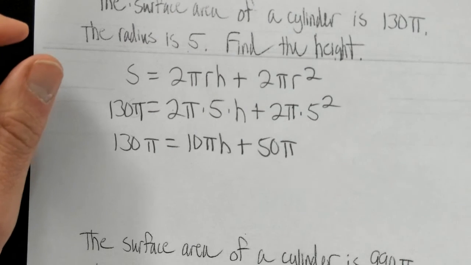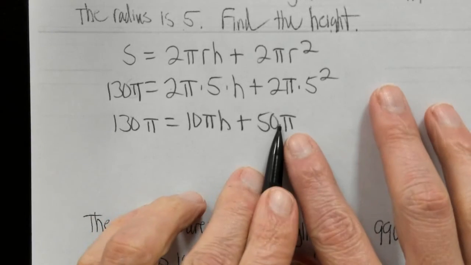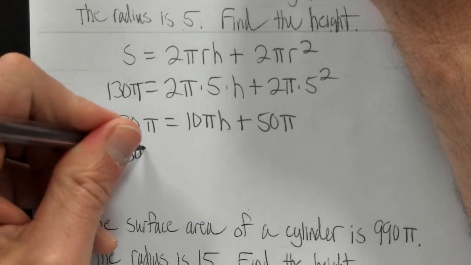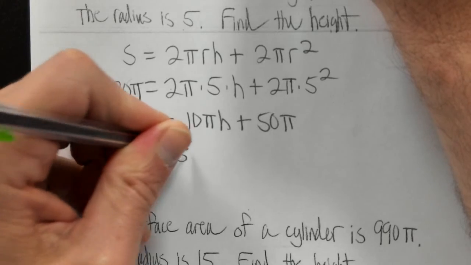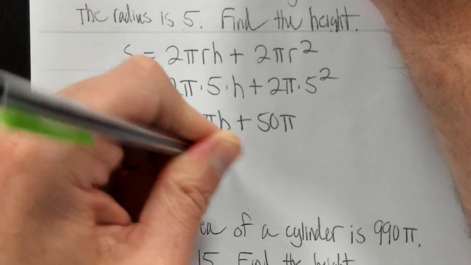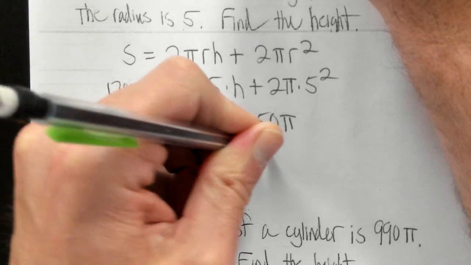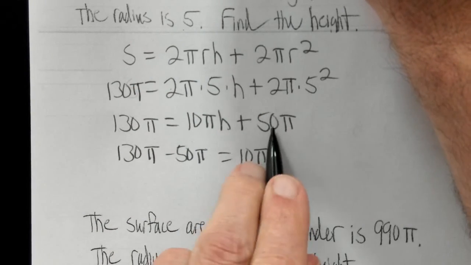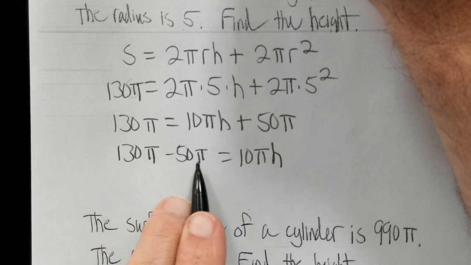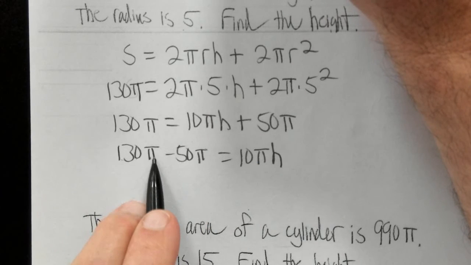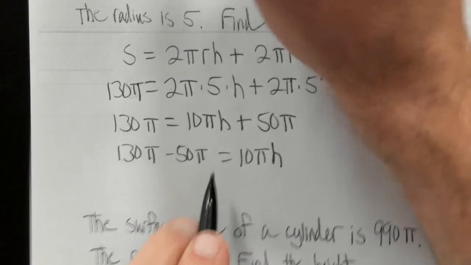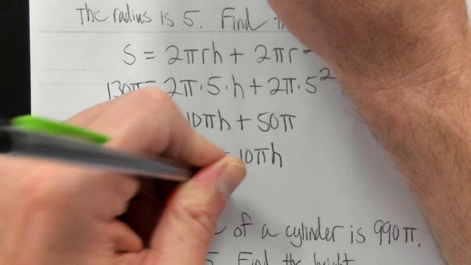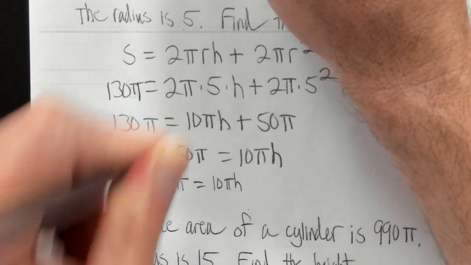Alright, so in this case, what I can do is I can just put the regular pi's together and subtract those. So that would be 130 pi minus 50 pi. Remember, if it's plus on this side, it's minus on the other side. And that's equal to 10 pi h, because remember, I'm trying to isolate my h. Right? So I'll move this 50 term over the other side. And since these are both pi's, I can put them together. What's 130 pi minus 50 pi's? Well, you'd be left with 80 pi. Equals 10 pi h.